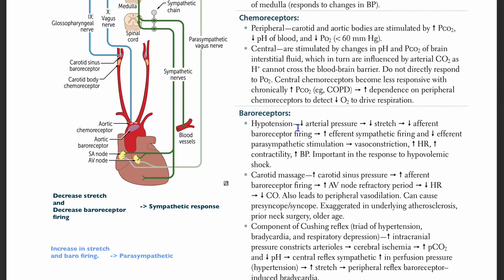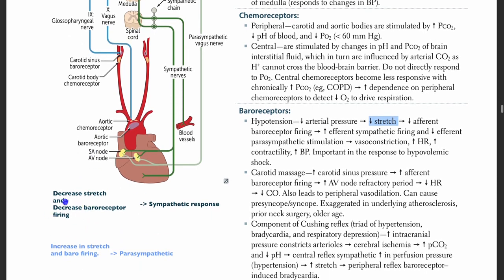Baroreceptors, hypertension, a decrease in arterial pressure will cause a decrease in stretch and decreased afferent baroreceptor firing. Okay, so decreased stretch and decreased baroreceptor firing. Here, the brain's gonna think, why is there no blood in the vessels, even though there is blood, but there's no stretch, right? So what's it gonna do? It's gonna do the sympathetic response, the fight or flight response. So it's gonna vasoconstrict and all that stuff. Whereas here it's about vasodilation. So vasoconstriction and all that stuff's gonna happen, right?